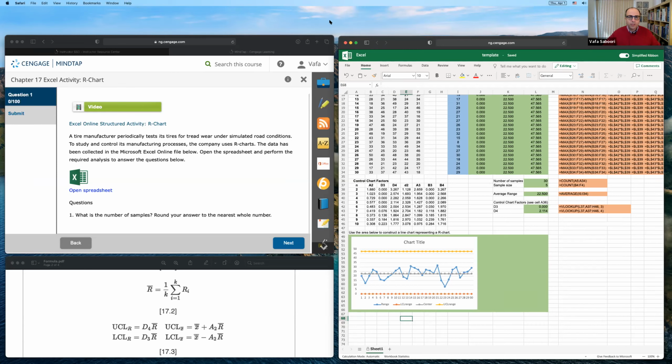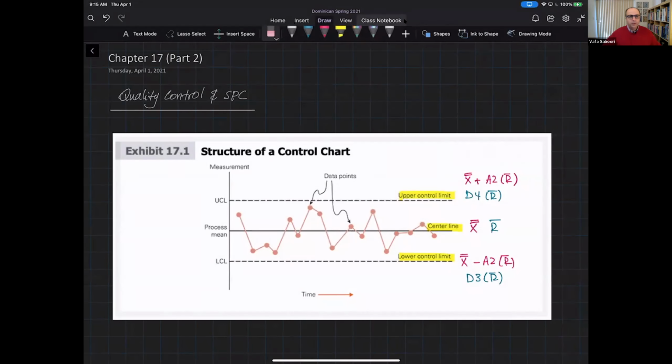Now we will start working on the next type of chart, which is P chart. And then after that, we will introduce C chart. So let me go back to my notes and start working on P chart.